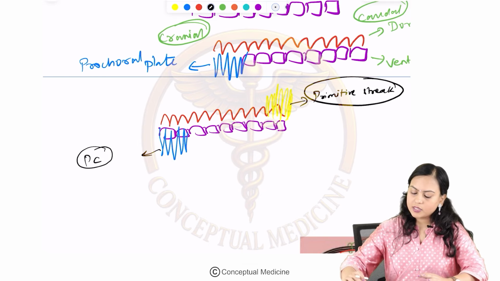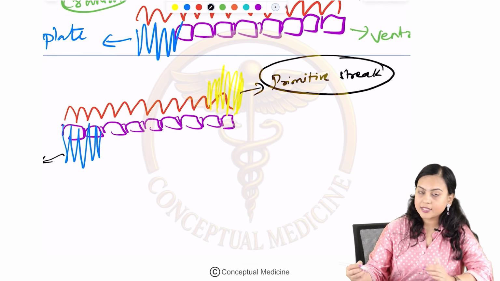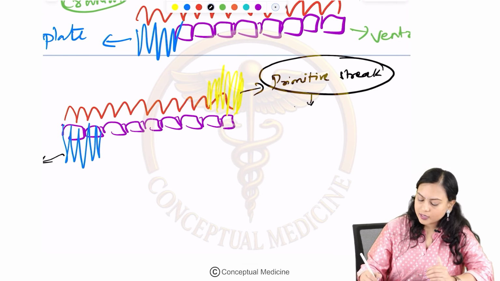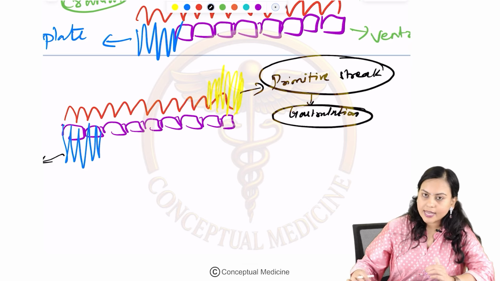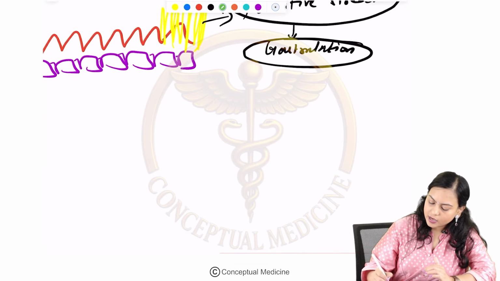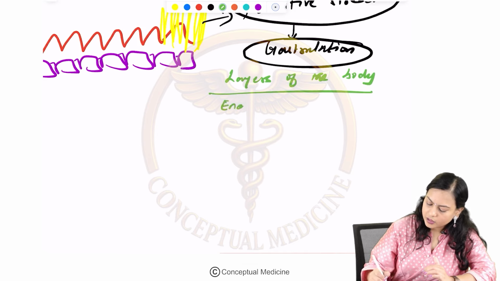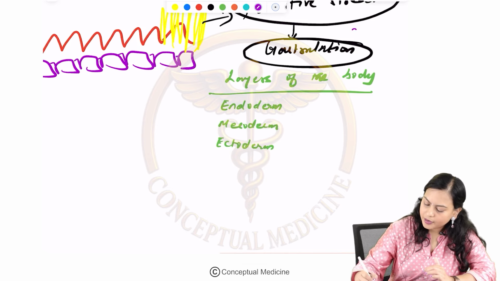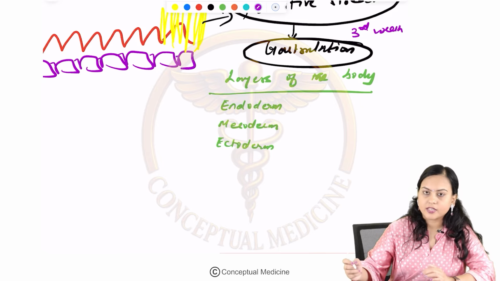Okay. Now this primitive streak is very important because as the primitive streak is formed, it marks that gastrulation is going to begin. Okay. So what is gastrulation? Gastrulation is basically the formation of the layers. Okay. So what are the layers of the body? We have the endoderm, the mesoderm and the ectoderm, right? And basically this will happen at the 3rd week of gestational age.